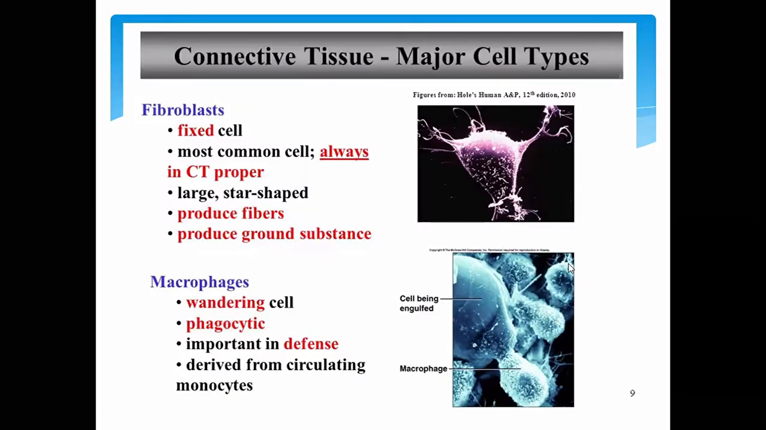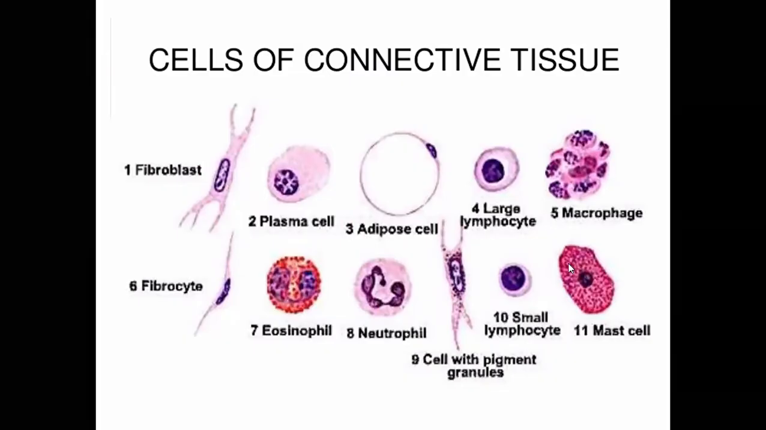Connective tissue major cell types. Fibroblast is a fixed cell, the most common cell always in connective tissue proper. It is large, star-shaped, and produces fibers and ground substance. Macrophages are wandering cells, phagocytic, important in defense, derived from circulating monocytes. Cells of connective tissue: I repeat this, showing you the picture so it will be ingrained in your memory. You have fibroblasts.